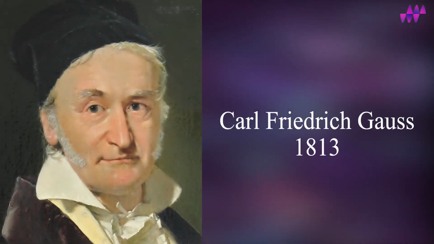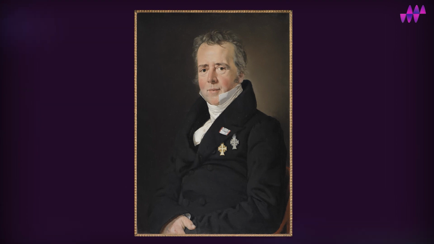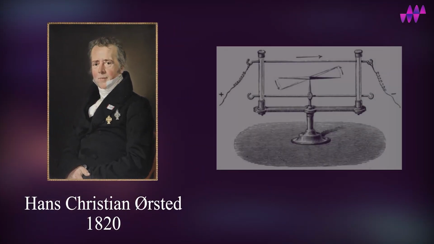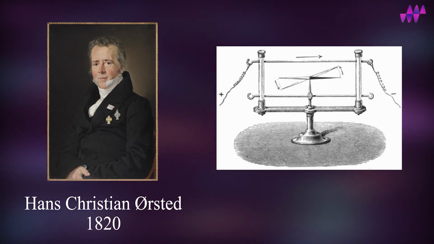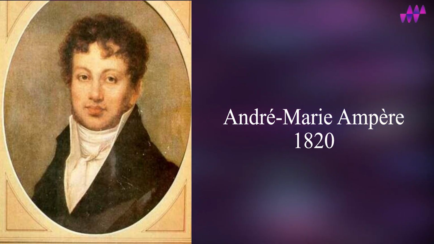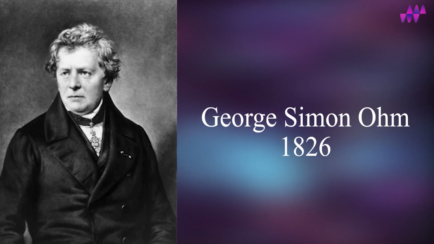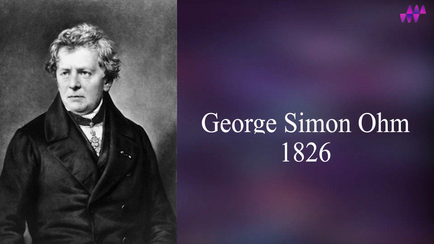Carl Friedrich Gauss, a German mathematician, developed the electric and magnetic flux principles in 1813. Hans Christian Ørsted, a Danish scientist, demonstrated in 1820 that an electric field generates a magnetic field. In 1820, André-Marie Ampère, a French scientist, developed Ampere's law. George Simon Ohm, a German scientist, developed the concept of electric resistance in 1826.